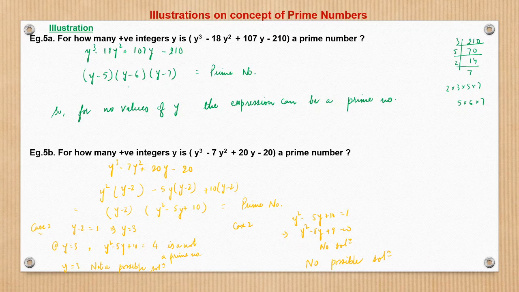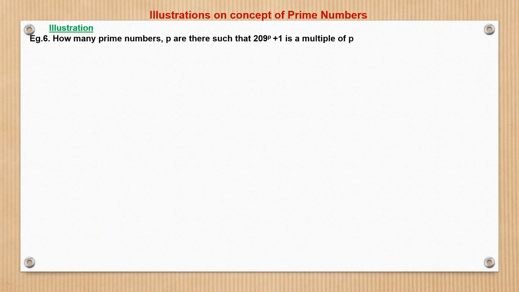So basically the approach was important. We factorize the expression. We check the individual components to be equal to 1, because we know if it is to be a prime number, then it cannot be factorized. If there are two factors, one of them must be equal to 1. Equating it to 1, we did not find any possible solution.